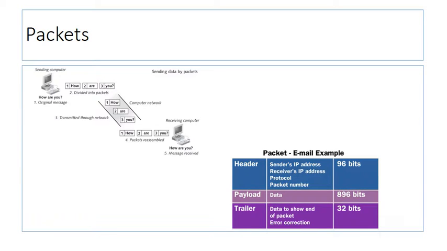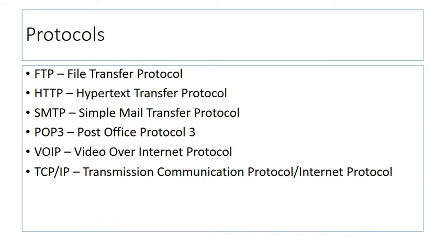With an email, you can have the sender's IP address, receiver's IP address, the protocol being used, the data being used, error correction, and you can just see from that image there sort of file sizes which could be then put into play. Remember, bits, very, very small pieces of data.